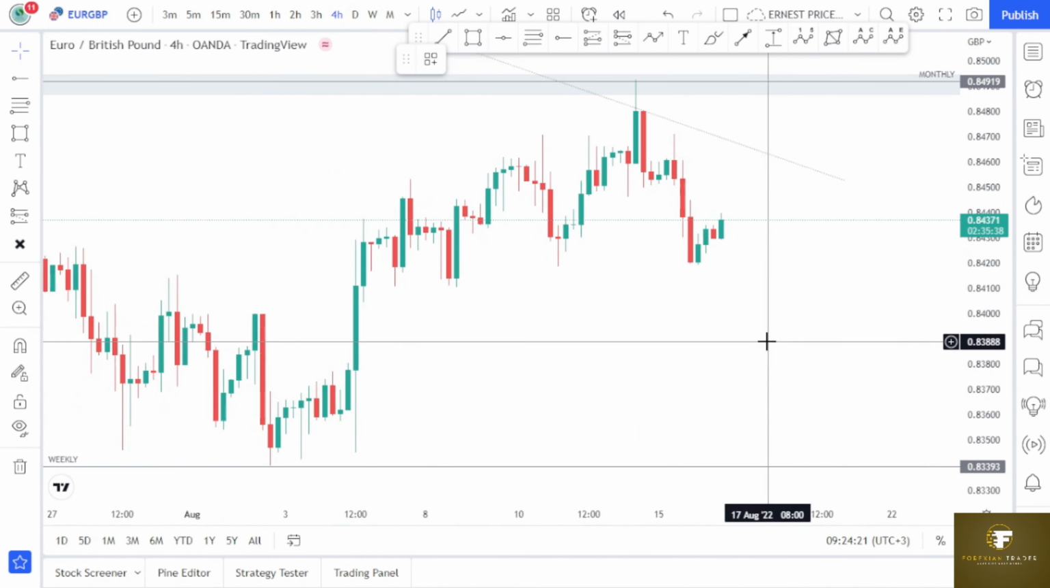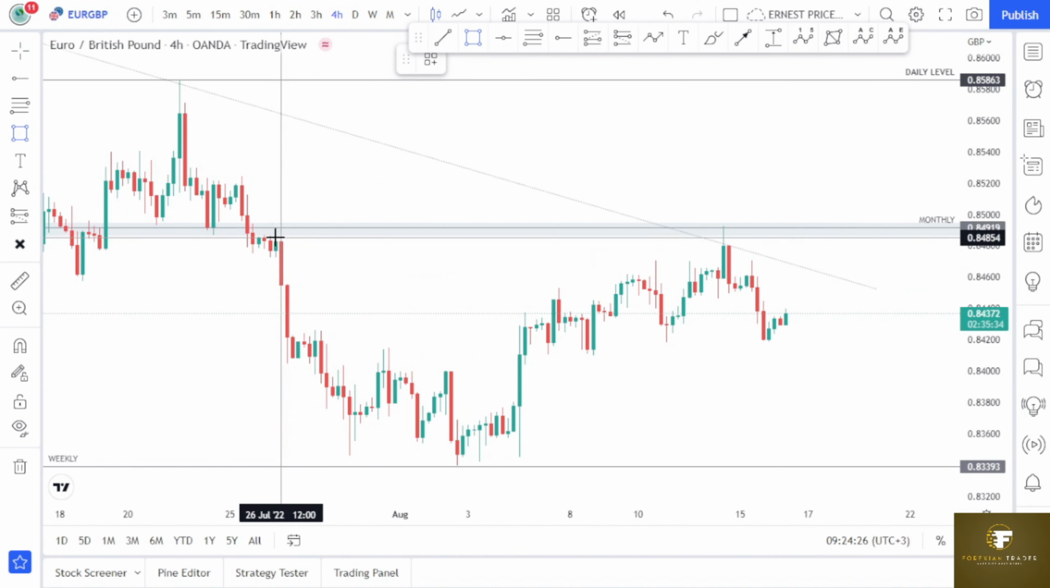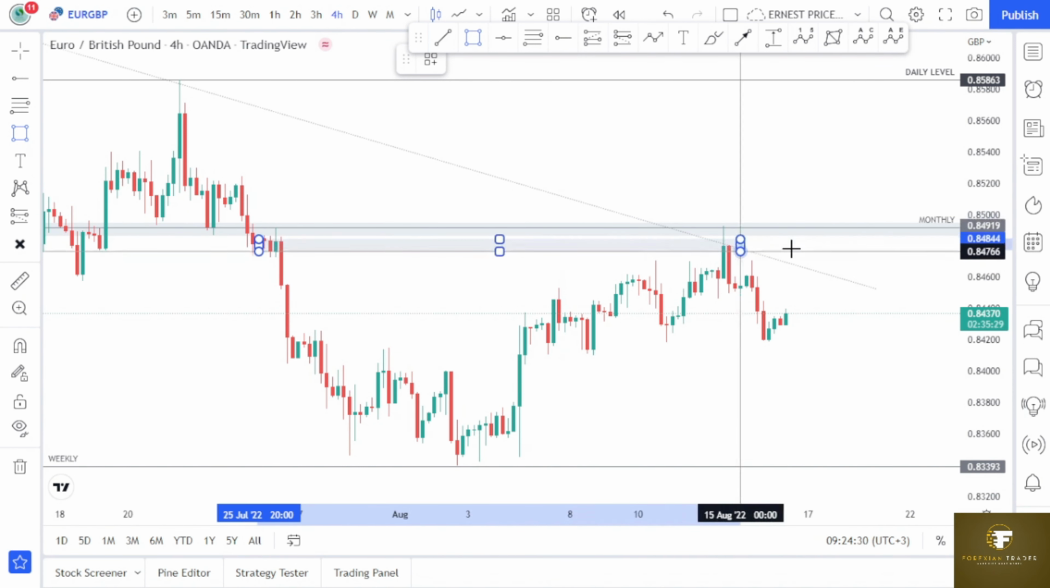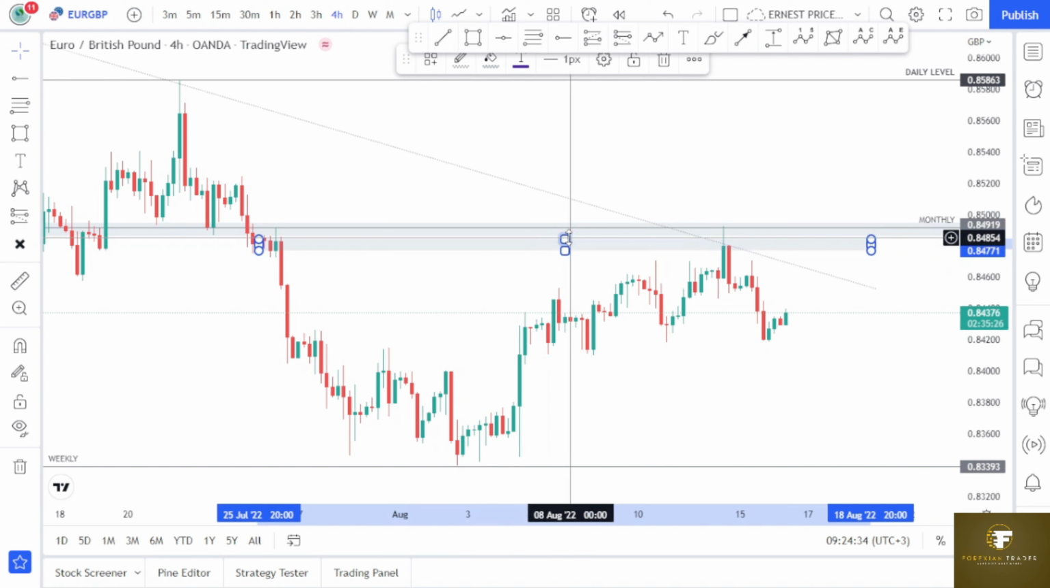So I dropped to the 4 hour. I saw this level here. For those who don't know about supply and demand, that will be another topic. So the way I saw it here, it was supposed to be a support and a resistance level.